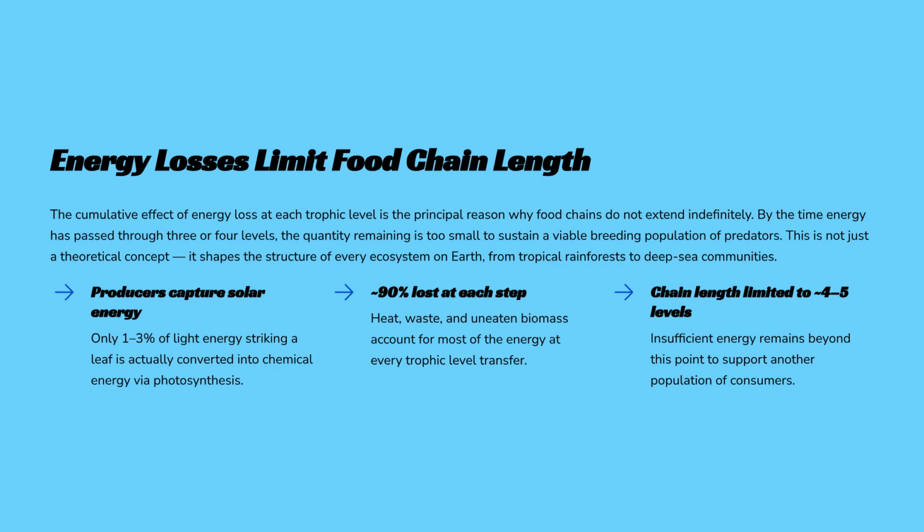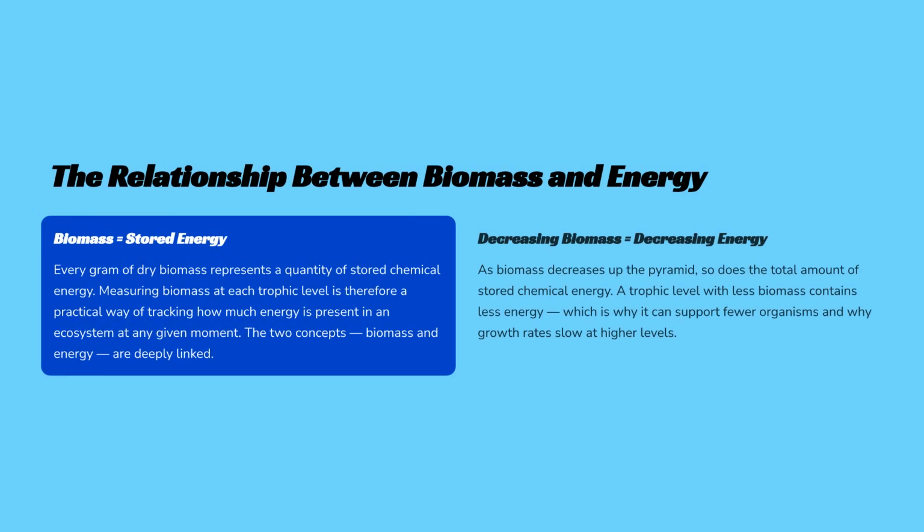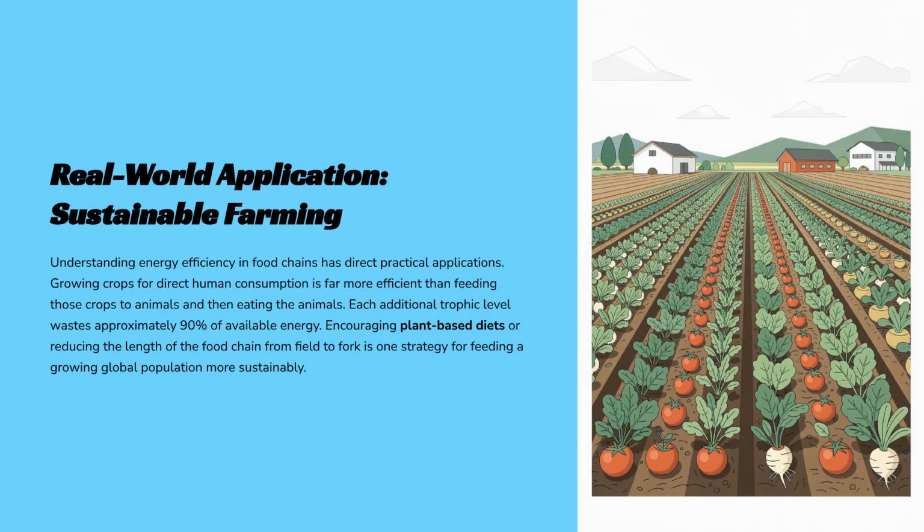Only a very small percentage of sunlight is captured initially, and subsequent transfers lose nearly 90% at each step, strictly limiting the ecosystem. Biomass and energy are intrinsically linked. Since each gram of biomass holds chemical energy, the reduction in biomass up the pyramid is a direct indicator of declining available energy. Applying this to sustainable farming, we see why plant-based diets can be more efficient. By eating producers directly, we bypass trophic levels where the majority of energy is lost.